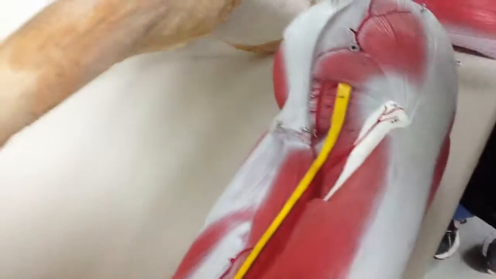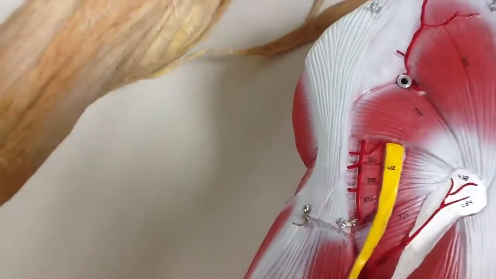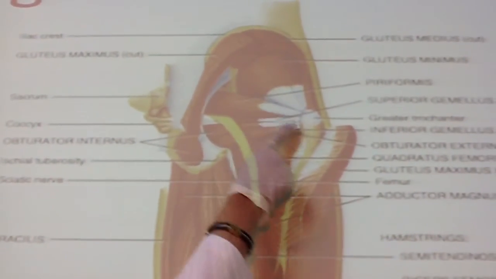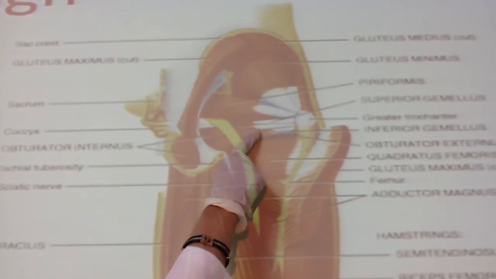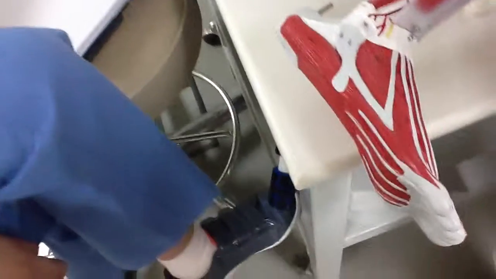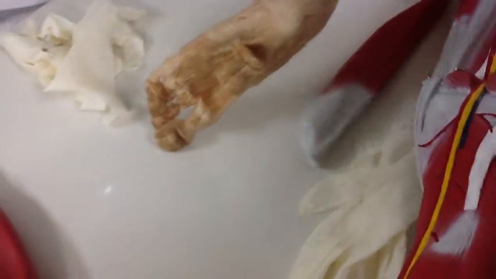I can't really see this as three different muscles. Yeah, because they form together. Okay. You look here. Look here. Okay. This part. So this is superior gamellus, tendon. Then you have the inferior gamellus. Then obturator internus. Okay. Yes, three together actually. This is one. This is one. This is okay.